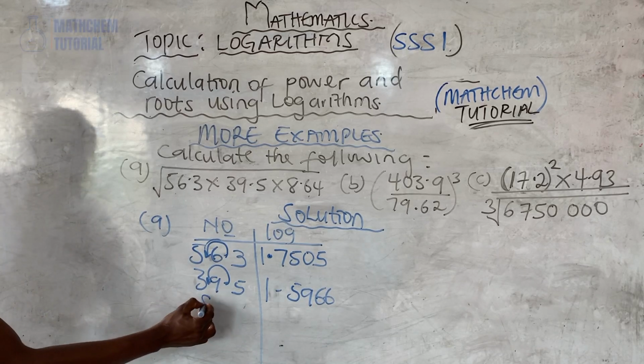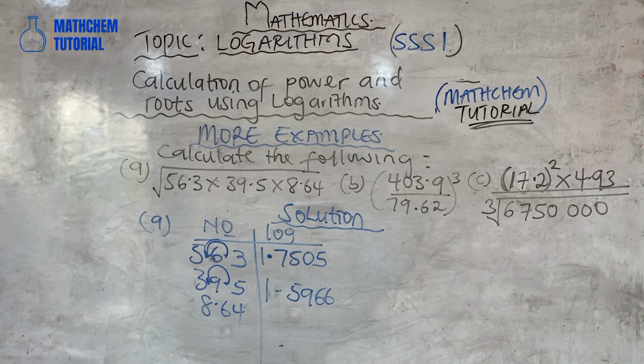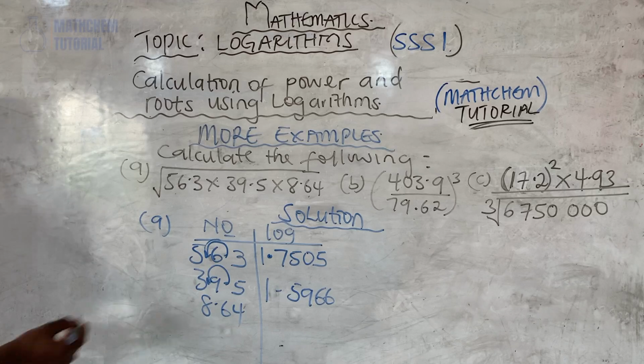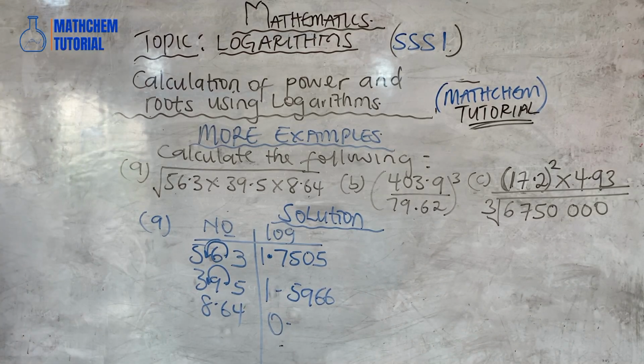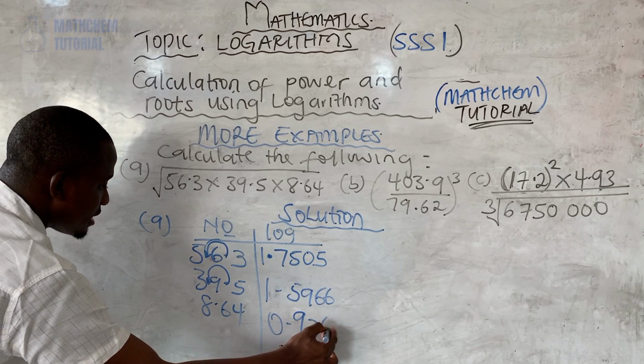I will come here again and say 8.64. Look at this decimal point for this 8.64, it is at the normal position. That is where it should be. So I will just come here and write the 0 point because I am not shifting it anywhere. I will check my four-figure table by checking 86 under 4. 86 under 4 is going to give me 9365. I will come here and write 9365.